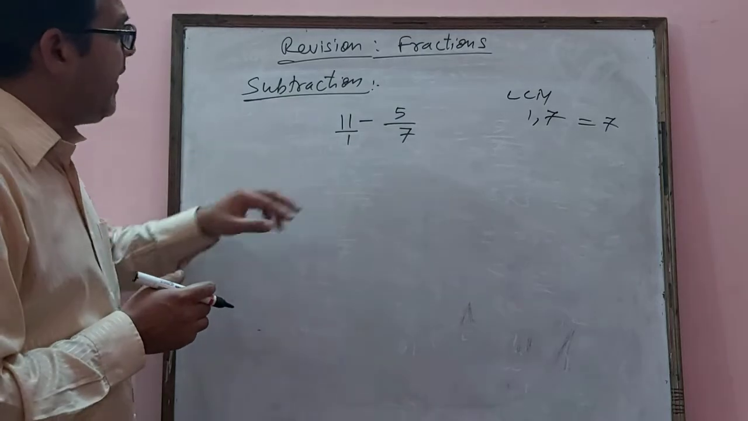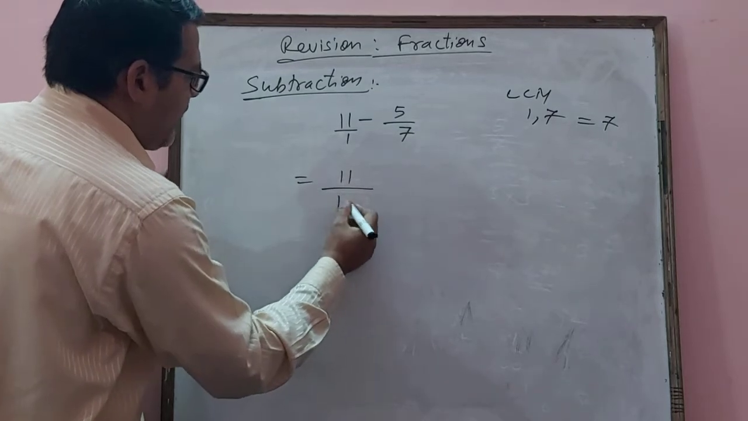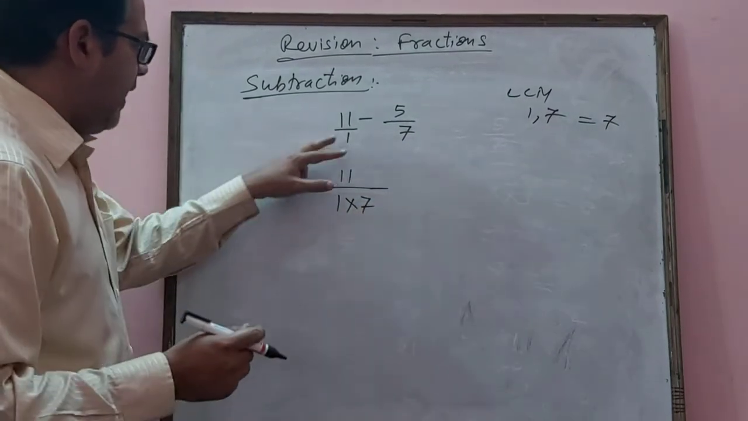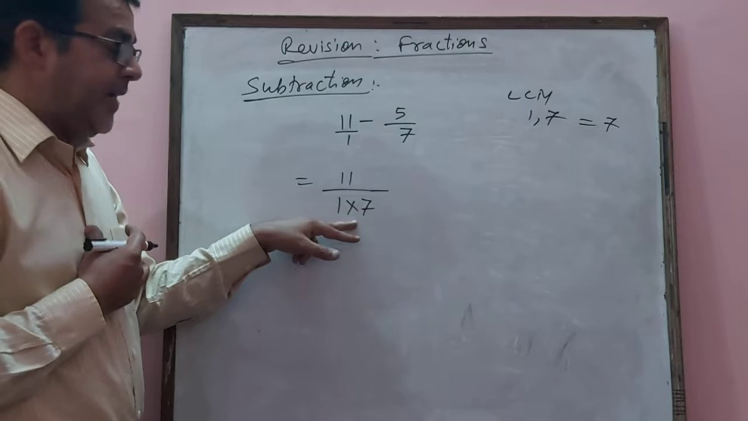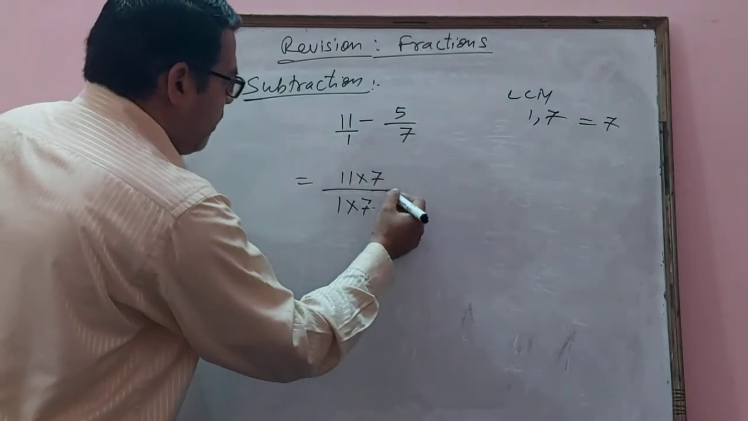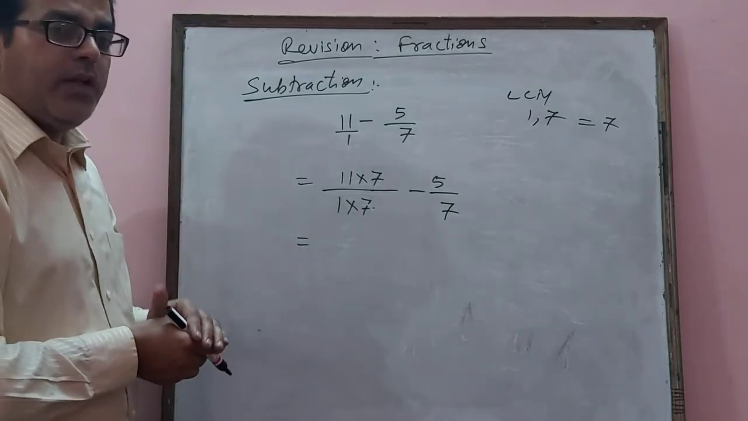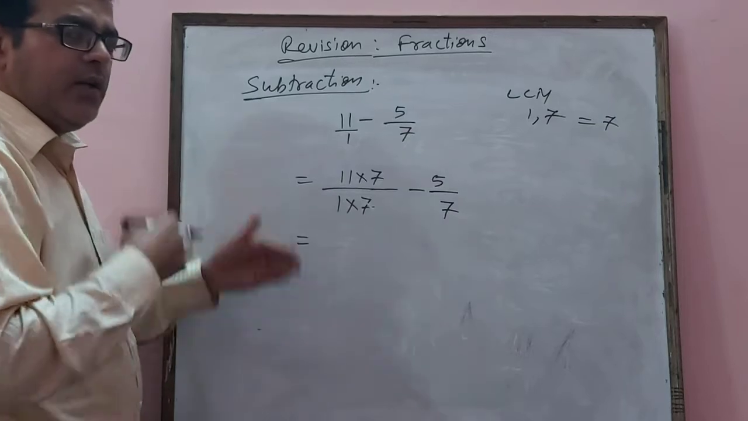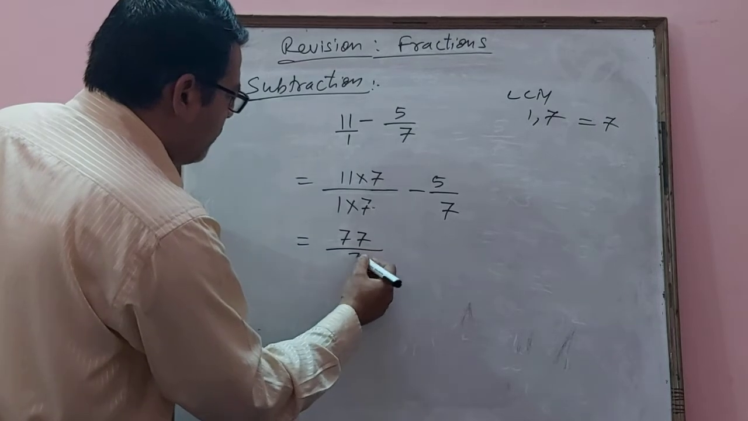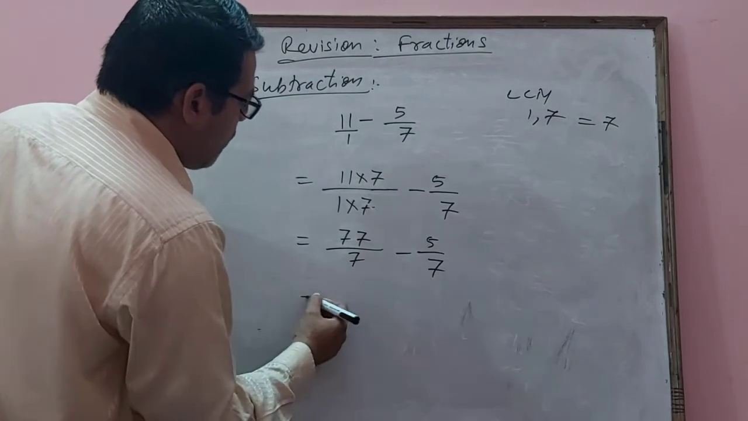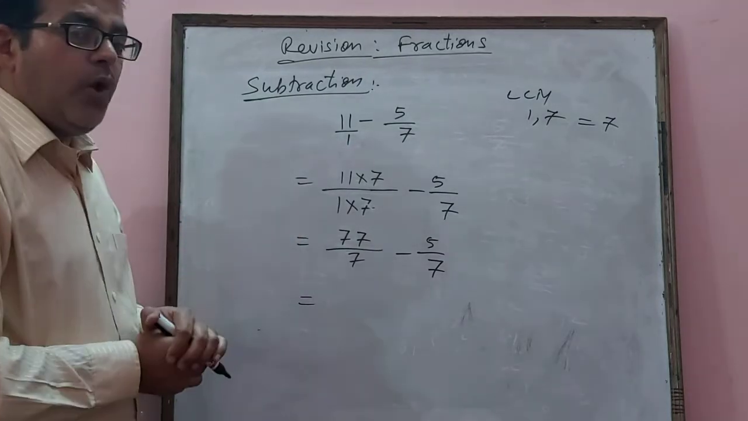It means we need to make the denominator 7. See, in the first, 11 upon 1 is there, we need to make 1 as 7. How can we make 1 as 7? By multiplying it by 7. Since we are multiplying the denominator by 7, we need to multiply the numerator also by 7. Hope you understand. From the last so many classes we are already working on this, right? So 11 into 7, 77 upon 7, and here 5 by 7. Now you can see here, both have the same denominator. It means we now have like fractions.